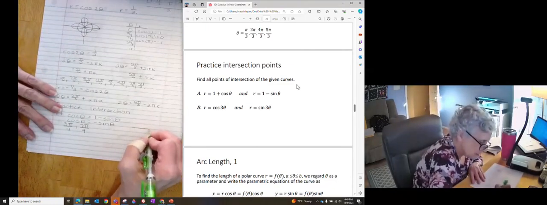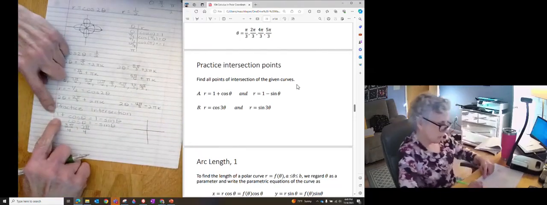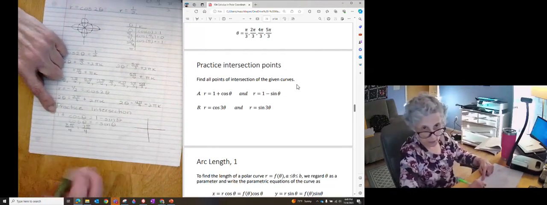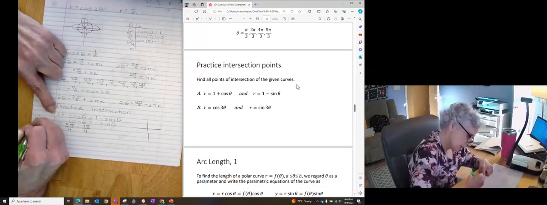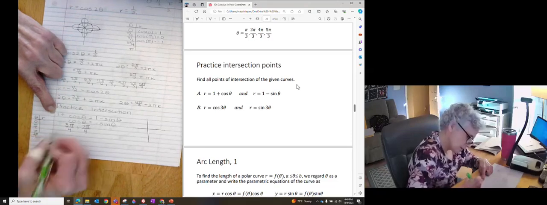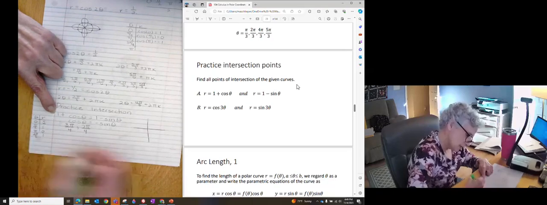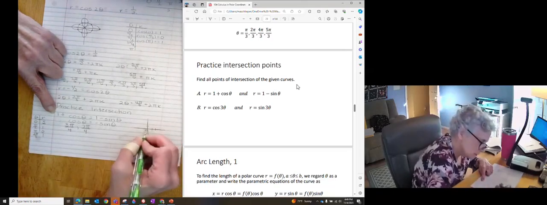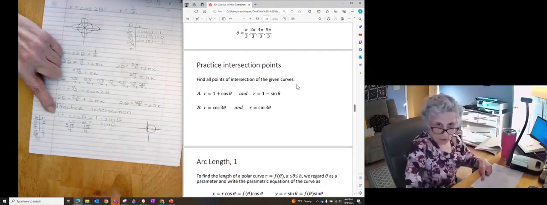But we have to think about, do these two graphs go through the pole? So what does 1 plus cosine theta look like? Now, I'll do a tiny little chart over here. I have theta, I have r: 0, pi halves, pi, 3 pi halves; 1 plus 1 is 2, 1, 0, 1. I have a little cardioid.